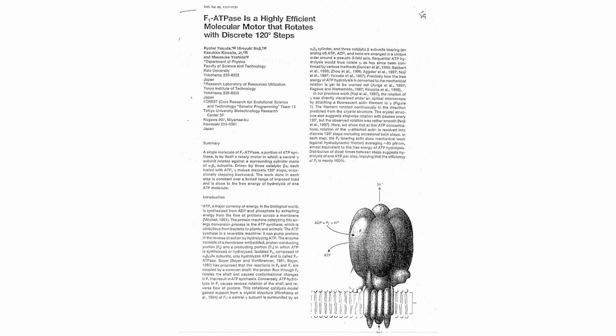I also want to read just a couple of other parts, just to give you the sense of the way people are thinking about these things and the way people are approaching molecular biology of the cell. So if you can enlarge the summary, or I can just read it. It says, "A single molecule of F1 ATPase, a portion of ATP synthase, is by itself a rotary motor, in which a central gamma subunit rotates against a surrounding cylinder made of alpha and beta subunits." Again, a completely different language, not what you might expect from biology.